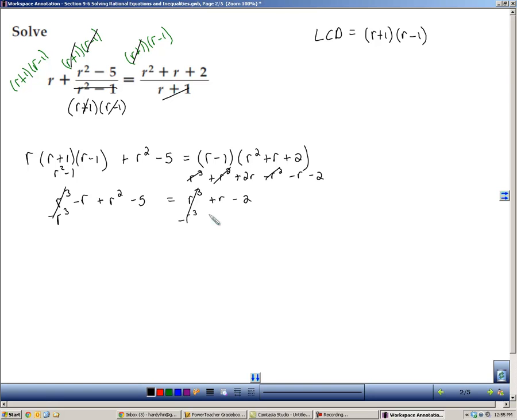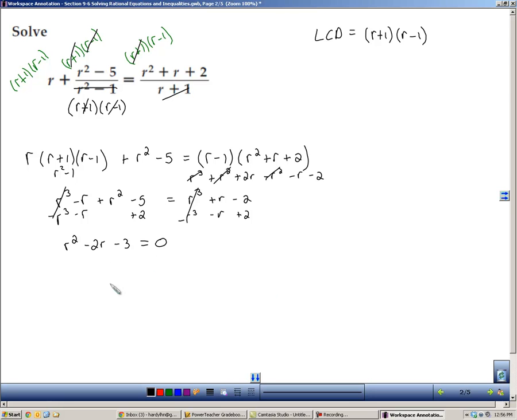I want to bring this r over, so I'm going to subtract it from the r that's already here. And I want to bring the 2 over, so I'm going to add it. So now I'm going to rewrite this left side in descending order, r squared minus 2r minus 3. And that's going to equal 0.